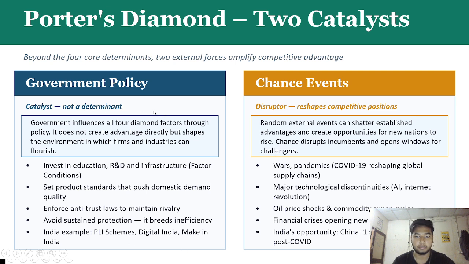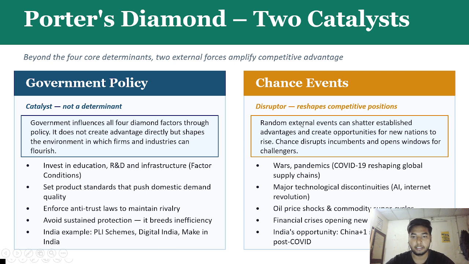Catalyst means not a determinant, and it is the disruptor that reshapes the competitive position. Government influences all four diamond factors through policy. It does not create the advantage directly but shapes the environment in which firms and industries flourish. Key points: invest in education, research and development, infrastructure, set product standards, enforce antitrust laws to maintain rivalry, avoid sustained protection. Indian examples here: PLI schemes, Digital India, Make in India.